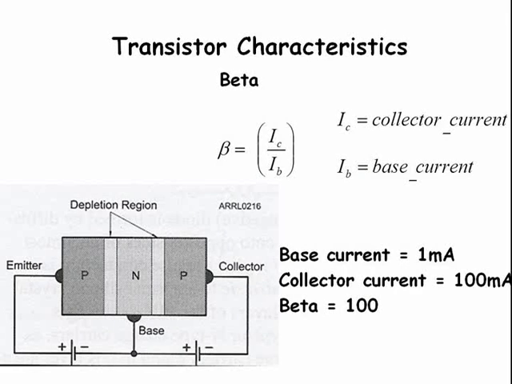The ratio of collector current to base current is called the current gain, or beta. For instance, if the base current is 1 milliamp and the collector current is 100 milliamps, the beta is 100.